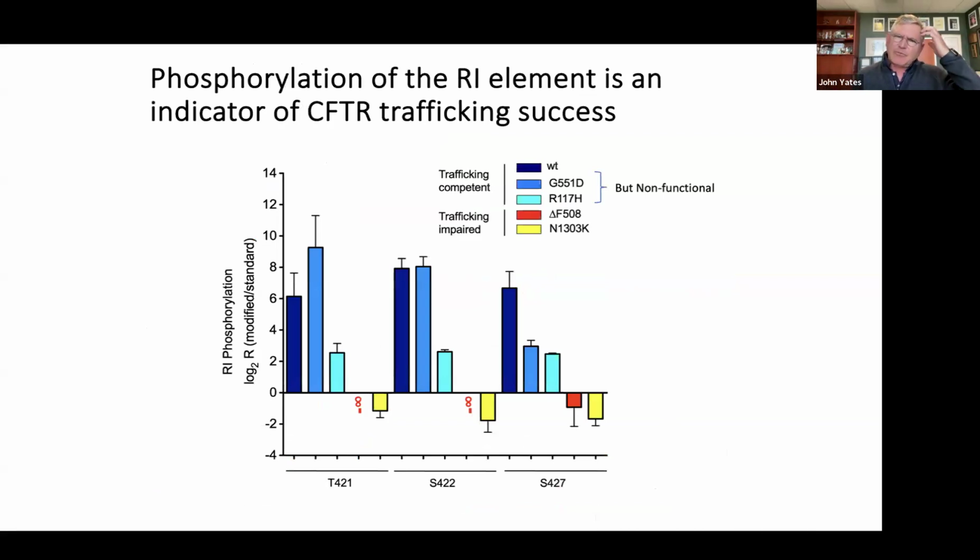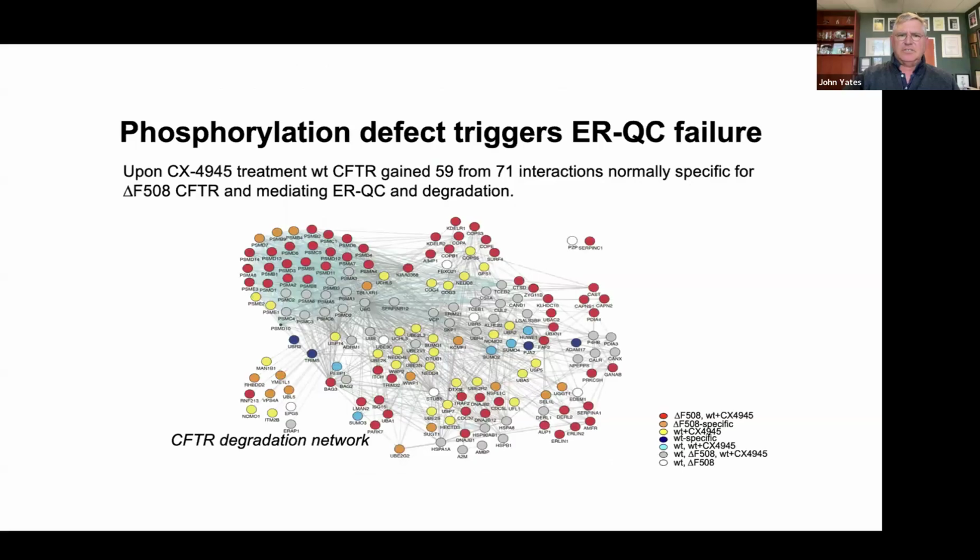But we also looked at whether phosphorylation was required for traffic, was an indicator of CFTR trafficking success. So we looked at different mutations, some which were trafficking competent. In other words, the proteins were getting out to the cell surface and they were functioning, versus those that were trafficking impaired, which is what the Delta F508 version of the protein is. And we found that phosphorylation was a signal that the protein was mature and that it was going to exit and get out to the cell surface.